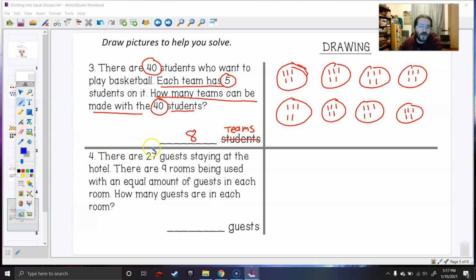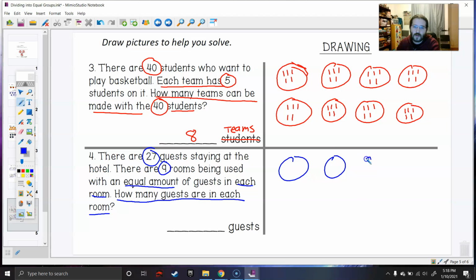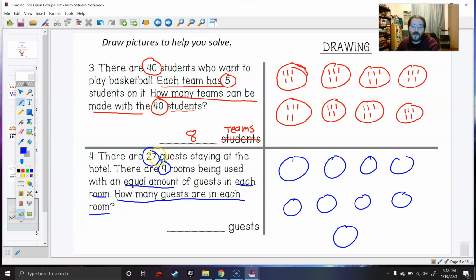All right, last one. There are 27 guests staying at the hotel. There are 9 rooms being used with an equal amount of guests in each room. How many guests are in each room? All right, so we have 9 rooms. So we know that we have 9 groups. We're going to have 27 guests. So we have 1, 2, 3, 4, 5, all the way up to 27. So how many guests are in each one of those rooms? So we have 3 guests.